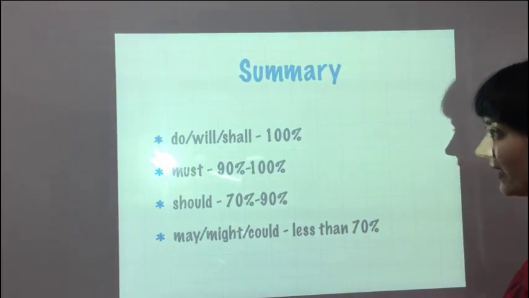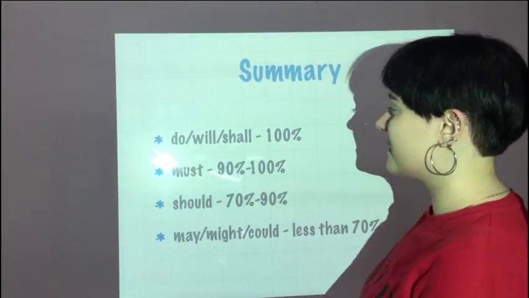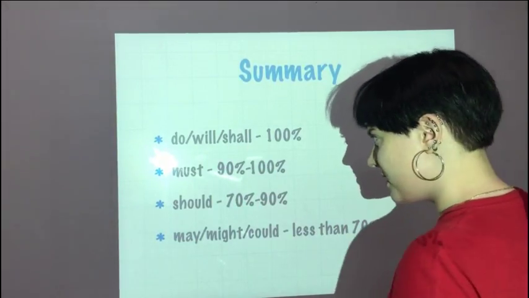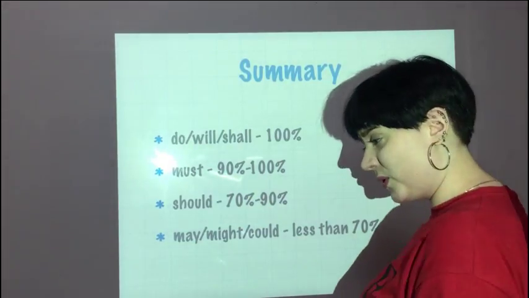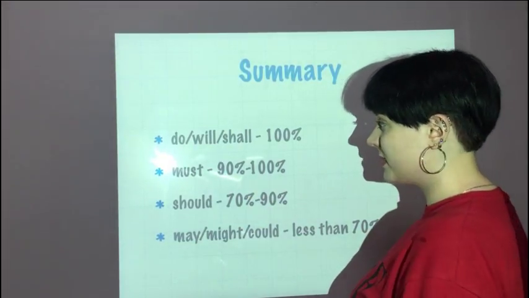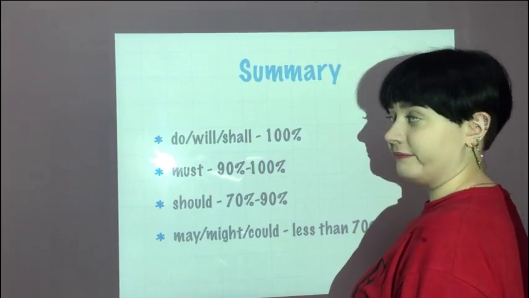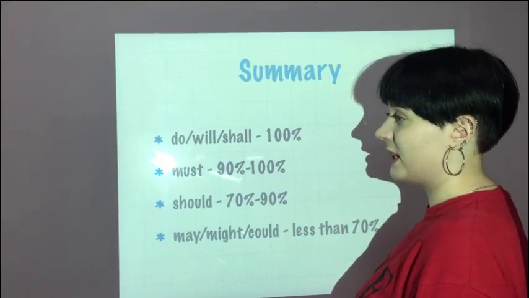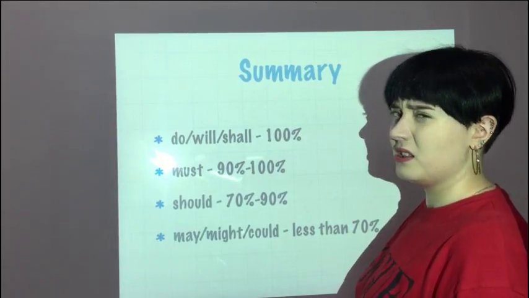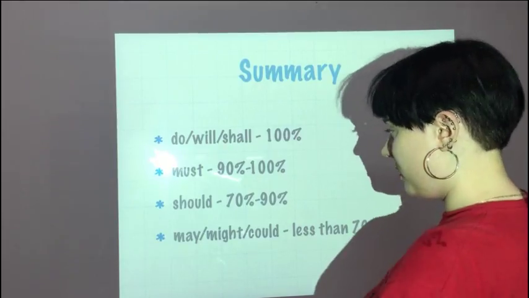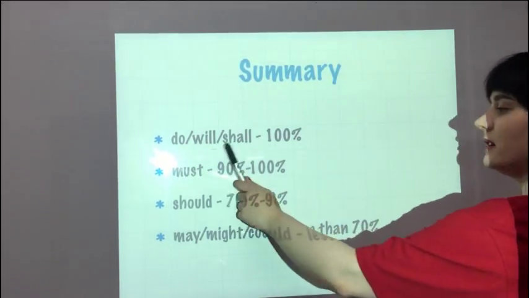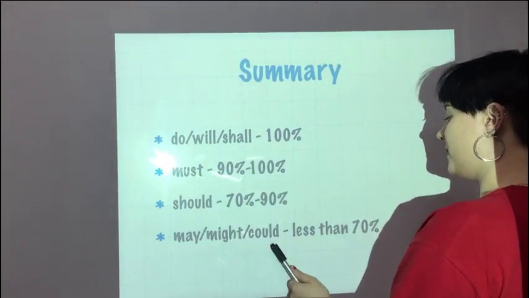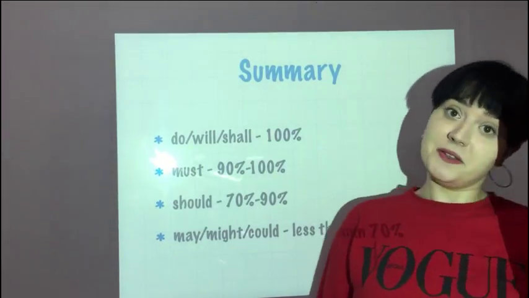So let's take a look at our summary. When you're 100% sure you say, I will study Chinese. Or when we want to correct the truth, for example, hey, I think she doesn't like him. No, you're wrong. She does like him. Very easy. Then must is 90 to 100, should is 70 to 90, and may, might, could is less than 70%.